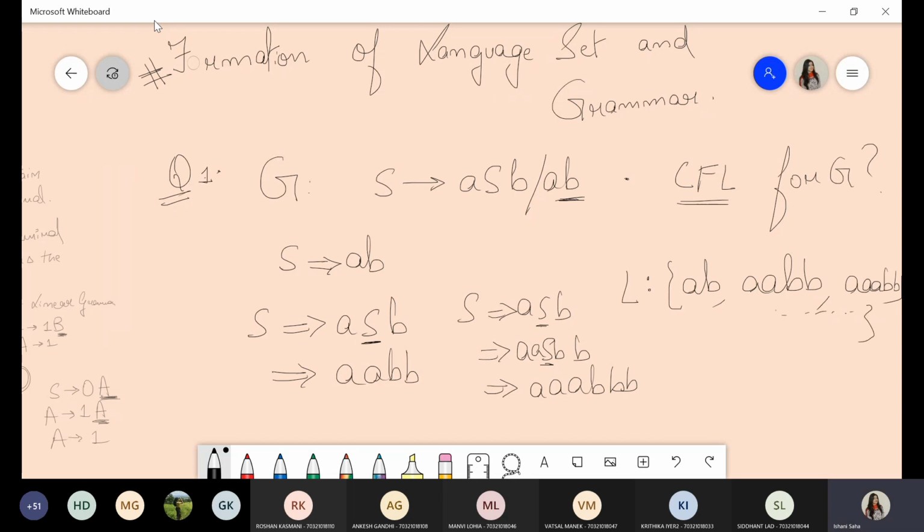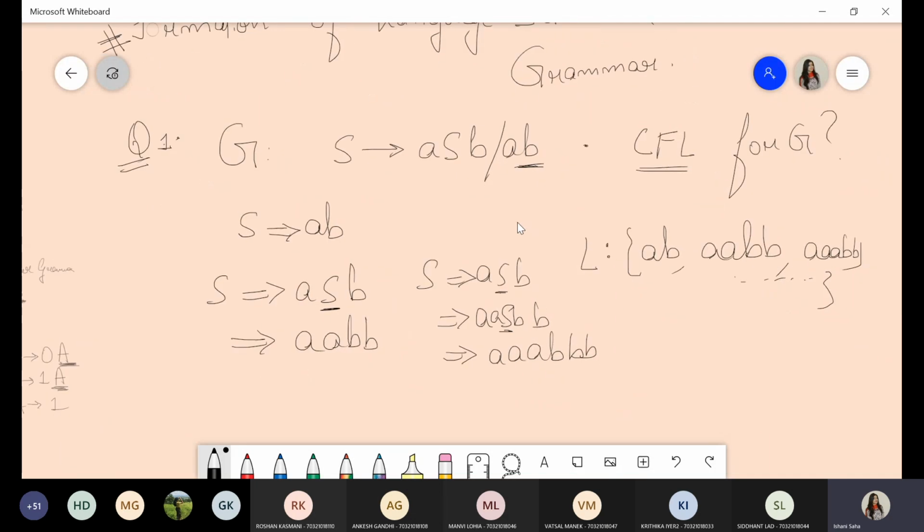And then since it is going to keep on going, it is infinite, and it is going to be of this type. Yes, is it clear? The language formation is clear to you all. We are just deriving the different types of strings possible and you just make the language set. This is the answer. Yes, is it clear to all of you?